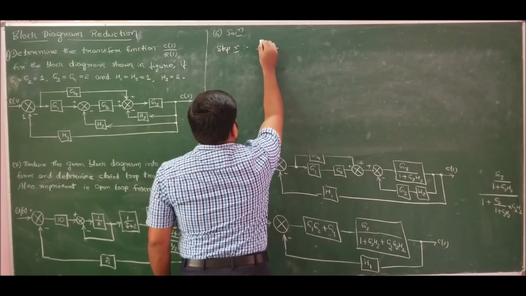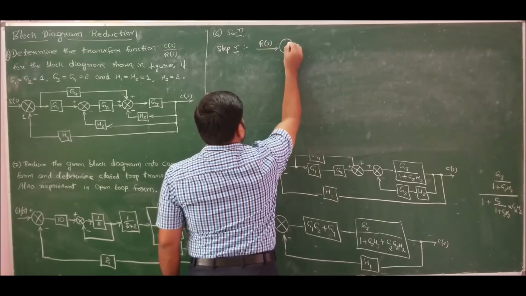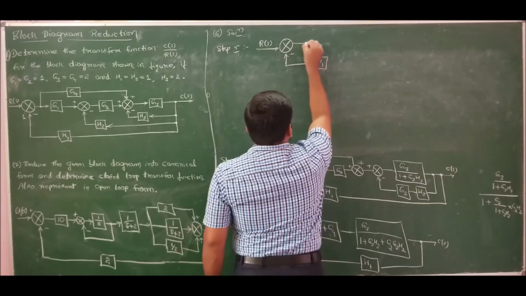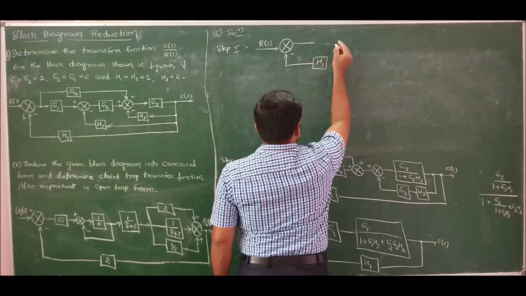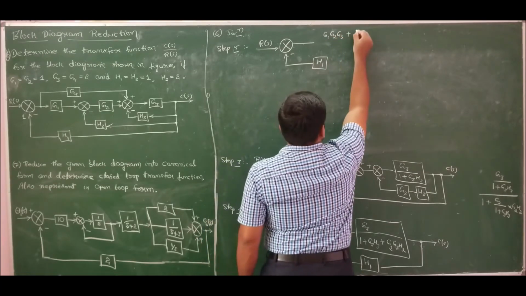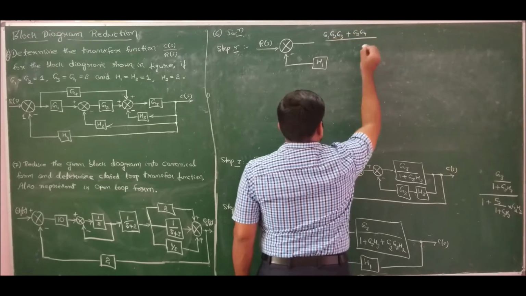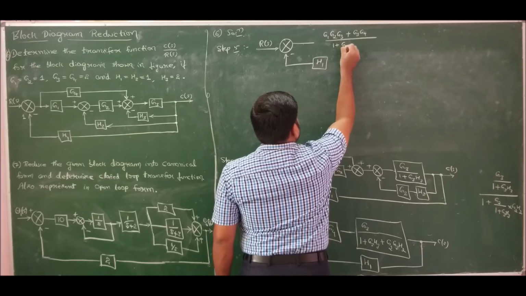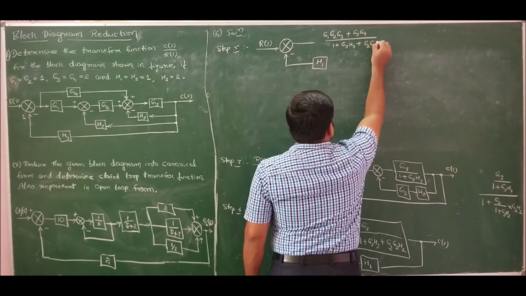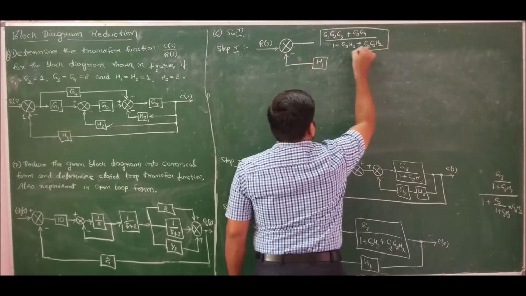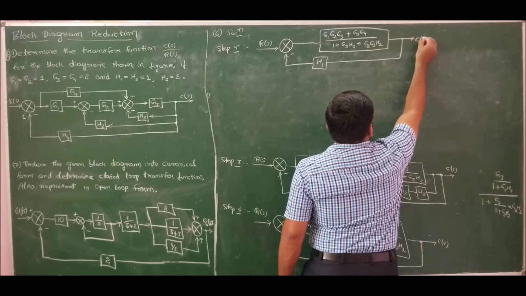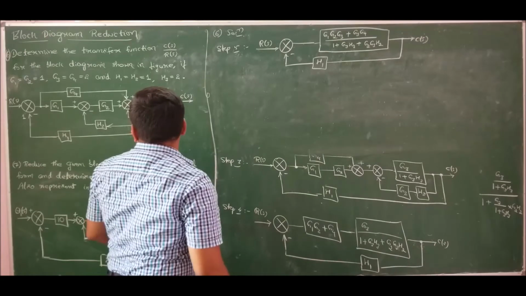The final canonical form will be R of S, minus H1. So we have G1 G2 G3 plus G3 G4, divided by 1 plus G3 H3 plus G2 G3 H2. We have the takeoff and the output. So this is the canonical form of the given problem number 6.